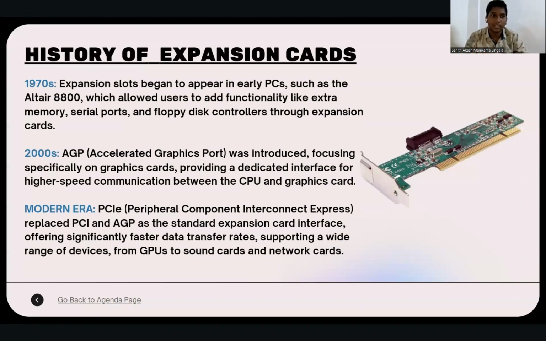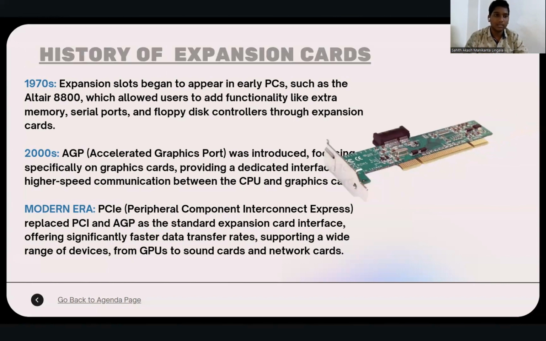History of expansion cards. In the early 1970s, expansion slots began to appear in PCs, such as the Altair 8800, which allowed users to add functionality like extra memory, serial ports, and floppy disk controllers through expansion cards. In the modern era, Peripheral Component Interconnect Express, simply called PCIe, replaced PCI and AGP as a standard expansion card interface, offering significantly faster data transfer rates, supporting a wide range of devices from GPUs to sound cards and network cards.